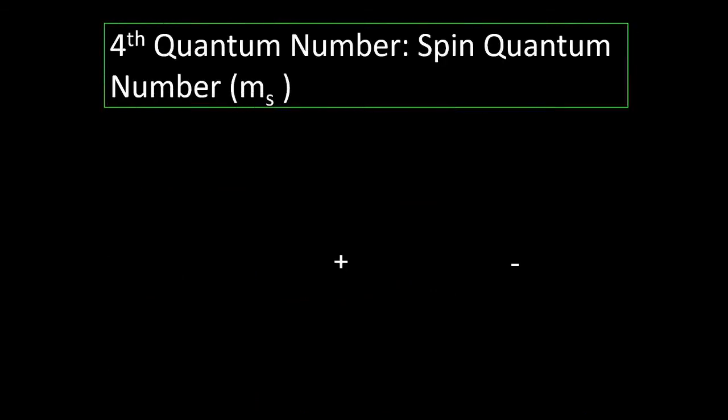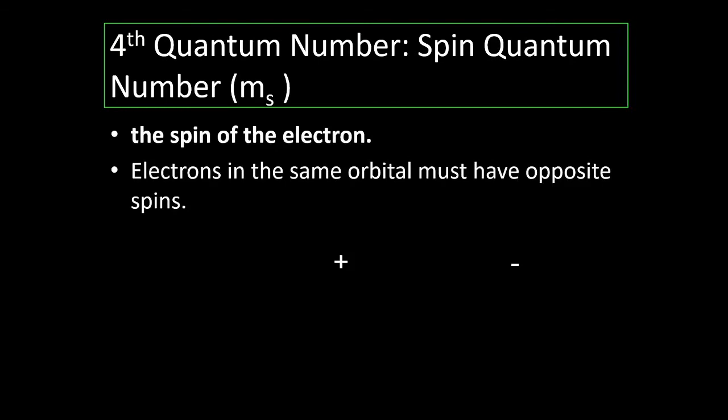Okay? Let's continue with this. Quantum number, the fourth one, the spin quantum number, M sub S. The spin of the electron.